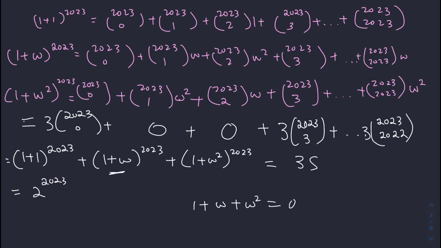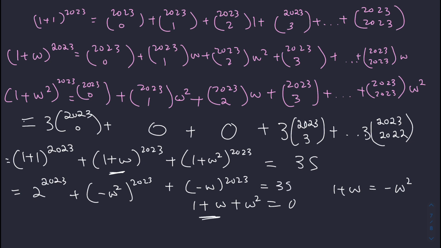So now if we look at here, we have 1 plus omega. So we can actually use what we learned before and manipulate it to get 1 plus omega equals negative omega squared. So we can plug in negative omega squared for 1 plus omega. So we have negative omega squared to the 2023. And let's just do the same thing for 1 plus omega squared. If we manipulate this equation over here, 1 plus omega squared is just going to be negative omega. So we'll write that in. Negative omega to the 2023 equals 3 of what we are trying to find.